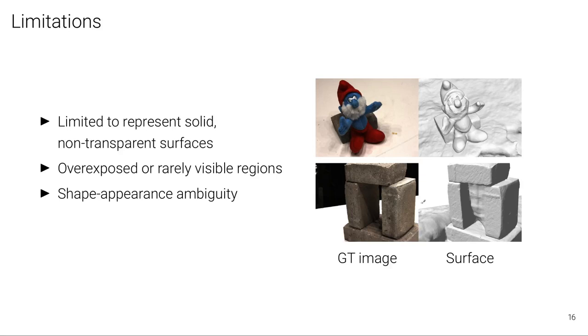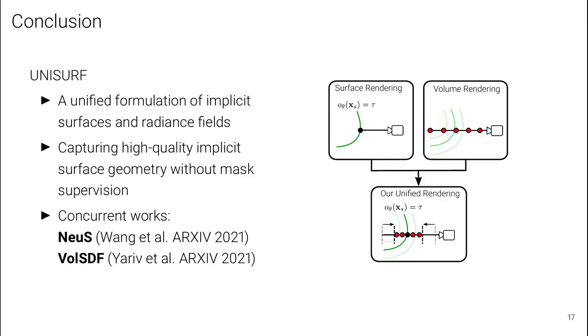In future work, we plan to resolve some of the aforementioned limiting factors by learning a model prior for implicit surfaces from multi-view images. To conclude, we proposed UNISURF. It is a unified formulation of implicit surfaces and radiance fields that allows for volume rendering of implicit surfaces. Our rendering procedure allows for obtaining accurate level set surfaces with the benefit of volume rendering, and it hence does not require object masks. In the end, I want to point the audience to two exciting concurrent works on the same topic, definitely worth reading.